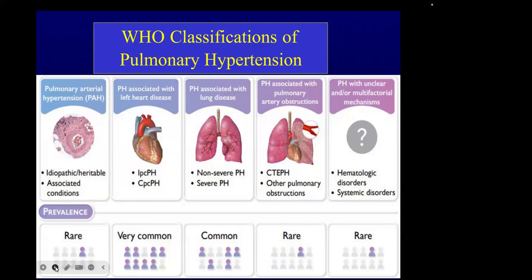Idiopathic precapillary pulmonary hypertension and combined pre and post capillary pulmonary hypertension are very common. And pulmonary hypertension associated with lung disease, non-severe pulmonary hypertension and severe pulmonary hypertension. These are the common ones. The rest are rare.